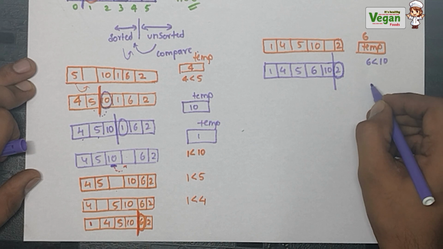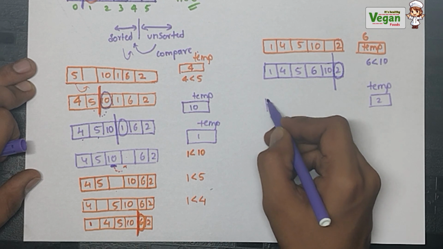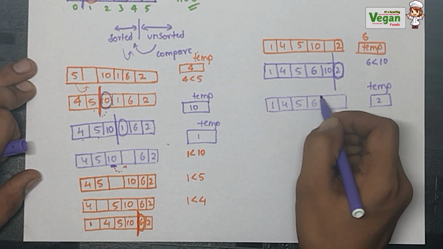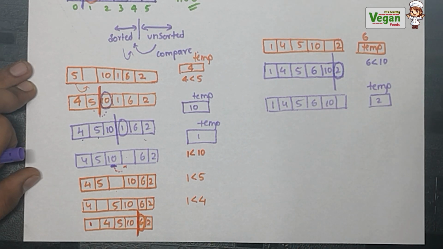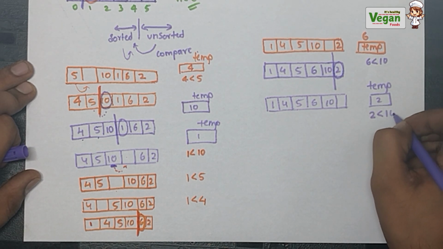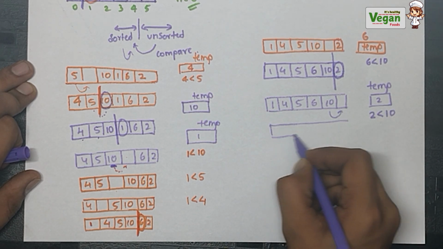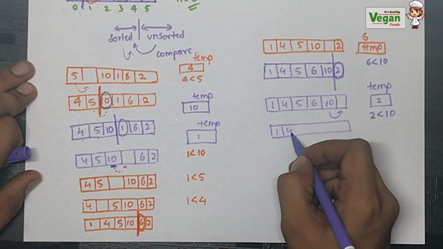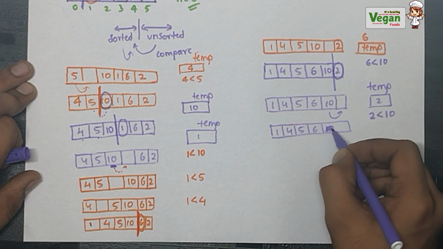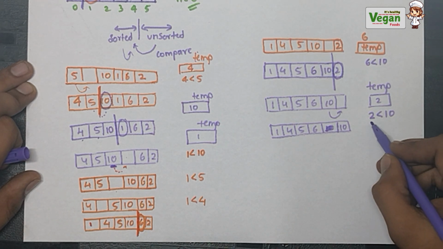Now I will compare it. So to compare, I will put the 2 in the temporary block. Now 1, 4, 5, 6, 10 and this 2's place will be free space. Now if I compare 10 and 2, 2 is less than 10. So what 10 does? 10 will shift 1 right-hand side. Therefore what will be my value? 1, 4, 5, 6, 10. So 10 is shifted 1 block here. This will be the free space. 10 will shift here.